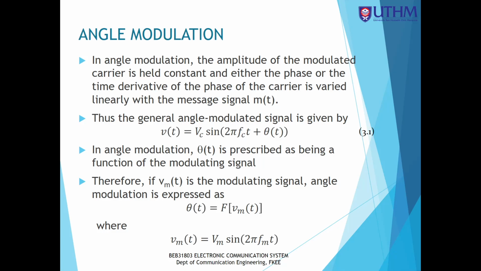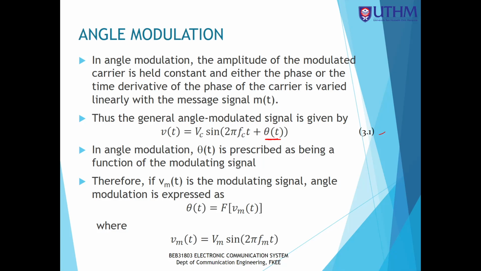And we have learned about the general equation for angle modulation. This is for both FM and PM. So v(t) is equal to Vc sine in bracket 2 pi fc t plus theta(t). Theta(t) is a function of the modulating signal or the input message. You are going to see later that this parameter theta(t) will change in accordance with the input variation.